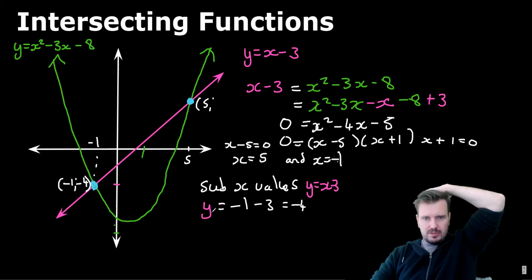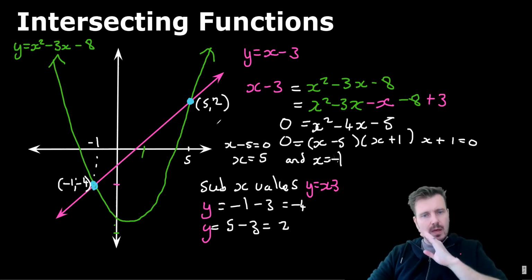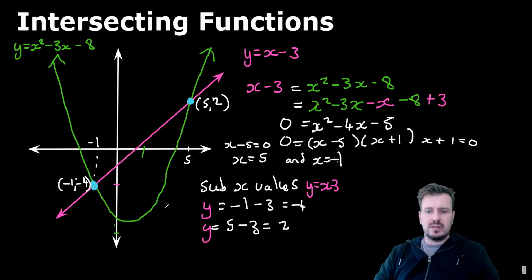And for this point here with a 5, our y is equal to 5 minus 3, which is 2. So this point is (5, 2). Okay, so that's how you solve intersecting functions. And I think that's good for today.